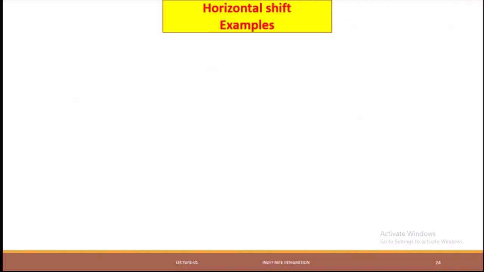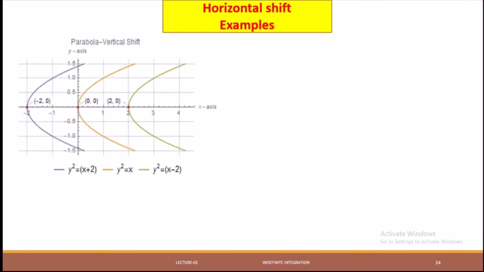So here are the examples. Here is the first example. The example which I have considered here is y square is equal to x, and of course you can see it is represented by the orange color curve. This is the graph of y square is equal to x.